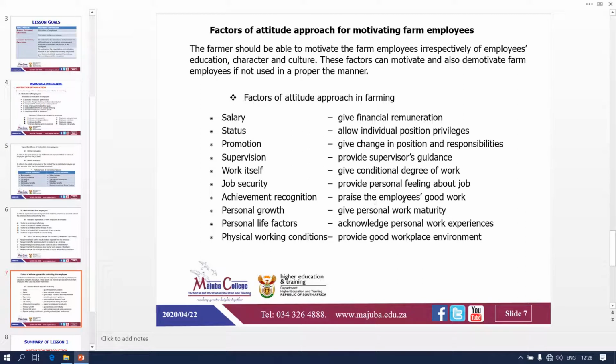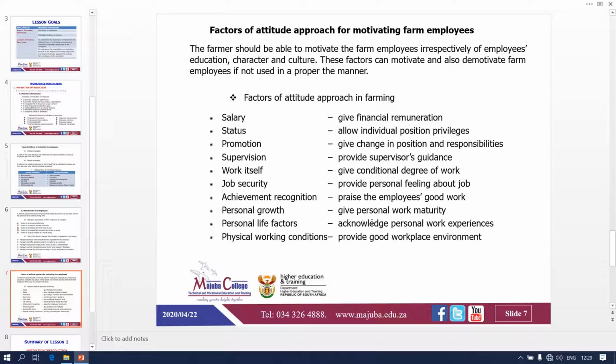Achievement recognition, praise the employees for good work. Give those smaller things. Personal growth, give personal work maturity. And a person that has been employed for the longer term must have that to say, hey, this is the veteran from this company. He has been here for long, right? Give that recognition as well, right? In terms of maybe when there is promotion and other stuff, and maybe those status, when you're giving them the indirect remuneration. We're going to deal with that one as well.